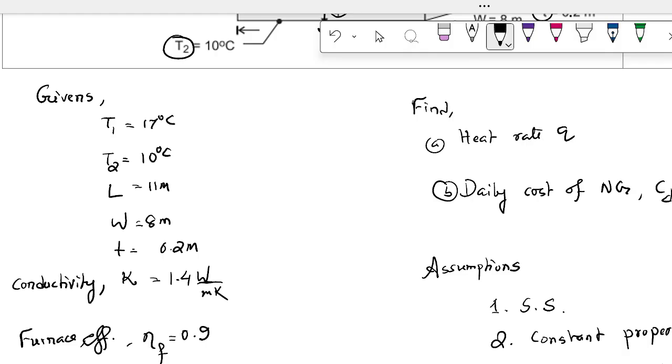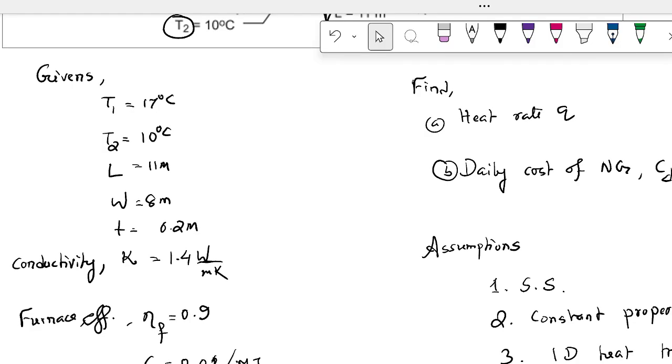Very important. If that's the case, I can rewrite this KLW as A, this del T as T2 minus T1, divided by this del X, which is my thickness, right? So I can say this del X equals T. Instead of del X, I can write T. Is it clear to everyone? Just pay attention to the different notation that I'm using.